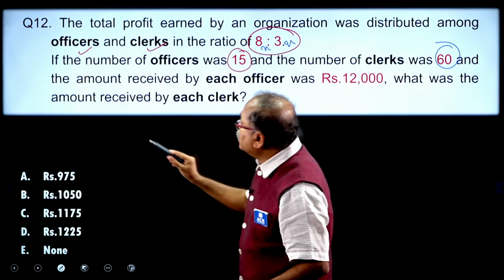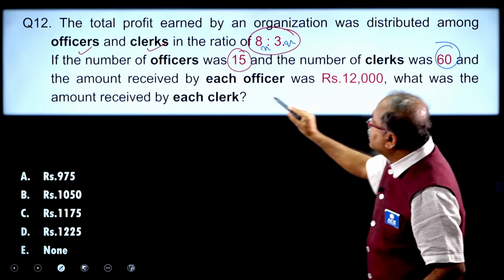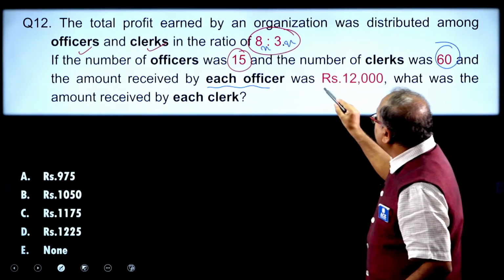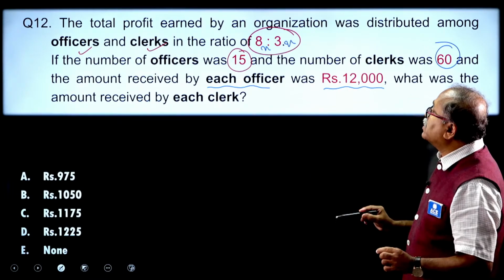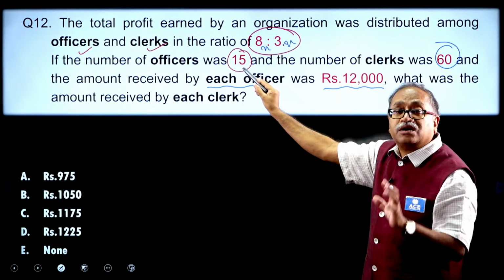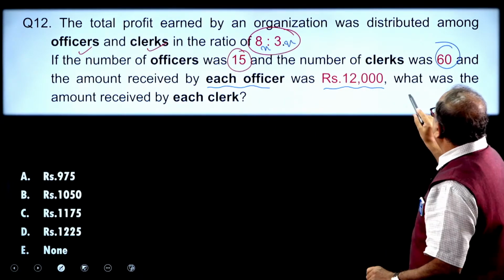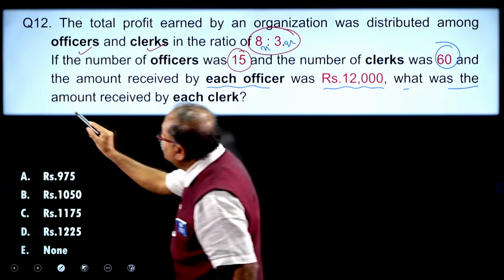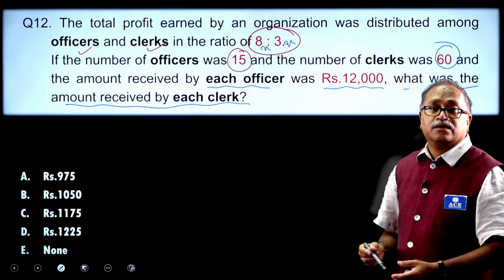Okay. So, here the amount received by each officer was rupees 12,000. One officer is getting rupees 12,000. This 8x is for 15 officers, not for one officer. Now, what is the amount received by each clerk?